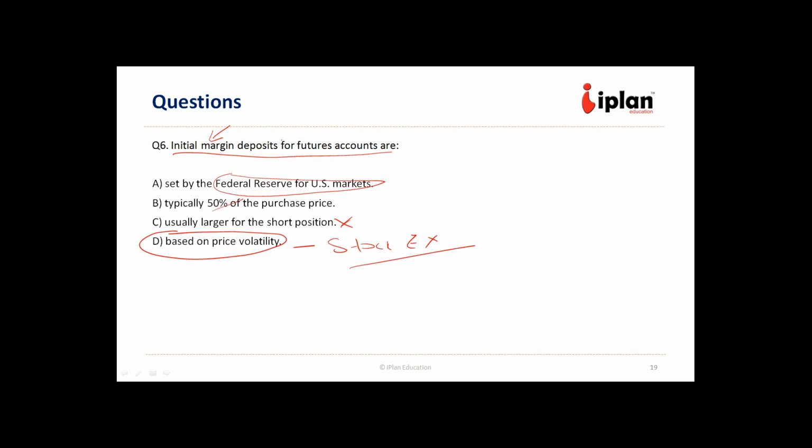Initial margins are also not fixed forever. Now if the standard deviation increases, the volatility increases, and the initial margin is also increased. If the volatility is very low, the required initial margin is also very low.